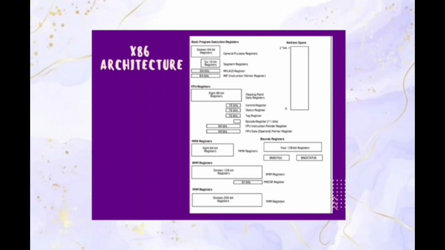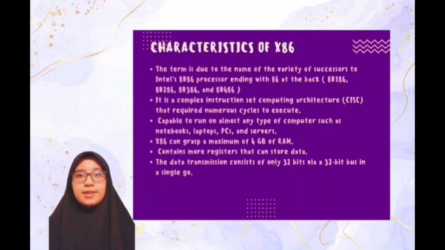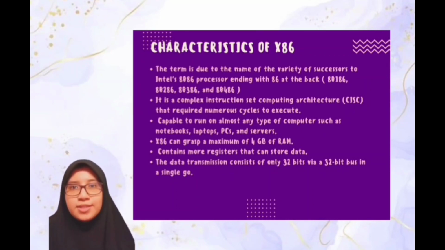The diagram shows the X86 architecture. Next, the characteristic of X86: the term is due to the name of the variety of successors to Intel's 8086 processors ending with 86 at the back, such as 80186, 80286, 80386, and 80486.